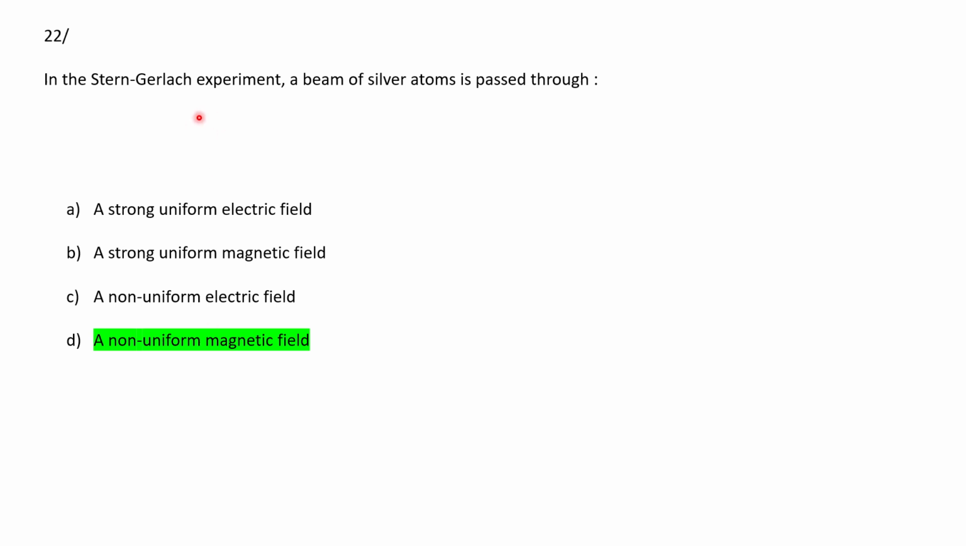Then, in the Stern-Gerlach experiment, a beam of silver atoms is passed through, and the options are a strong uniform electric field, a strong uniform magnetic field, a non-uniform electric field, and a non-uniform magnetic field. And here the correct answer is a non-uniform magnetic field.